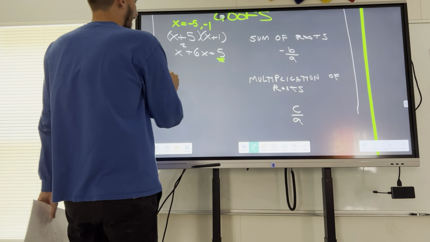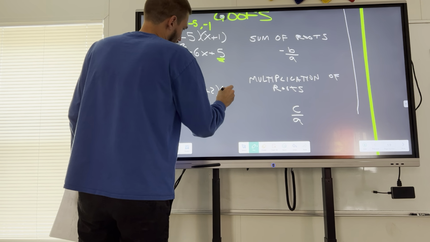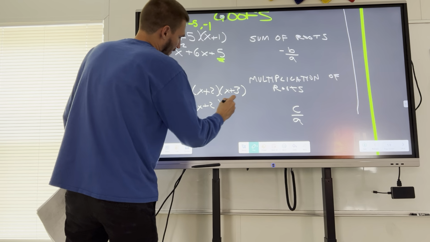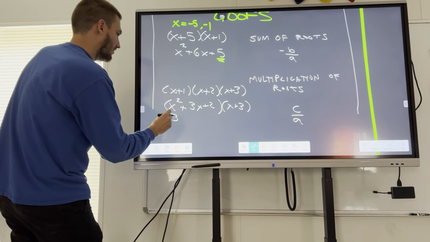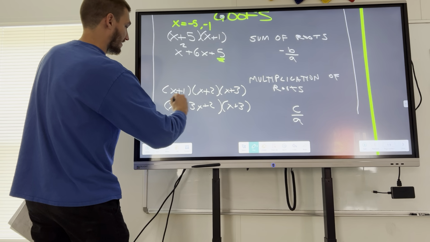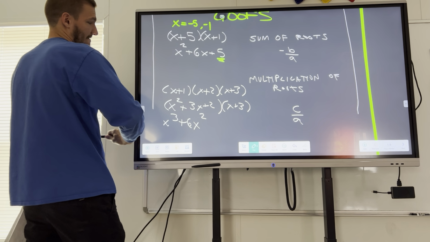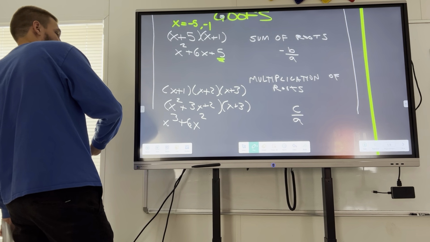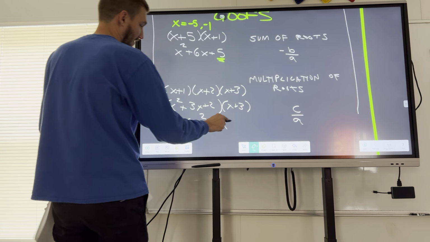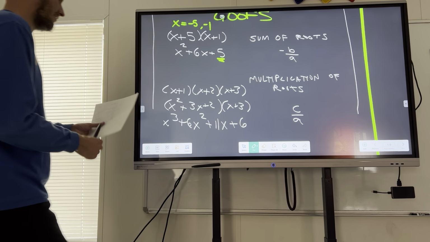Okay, cool. We had a longer one, so a quick one: (x + 1)(x + 2)(x + 3). x squared plus 3x plus 2, times x plus 3: x cubed, and then 3x squared and 3x squared, 6x squared, and then 9x and 2x, 11x, and then 2 times 3 makes 6. Cool. Got it down right.